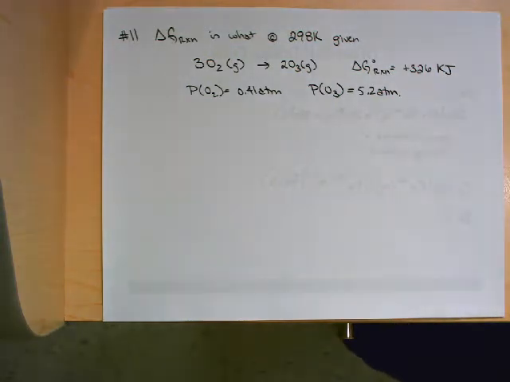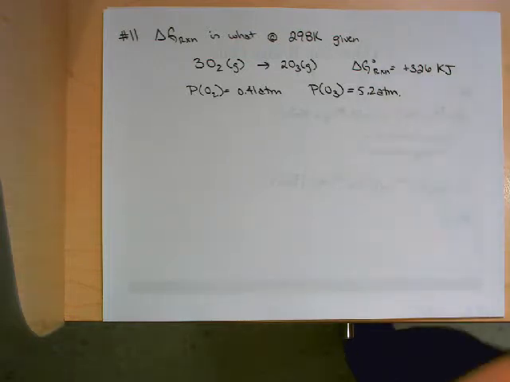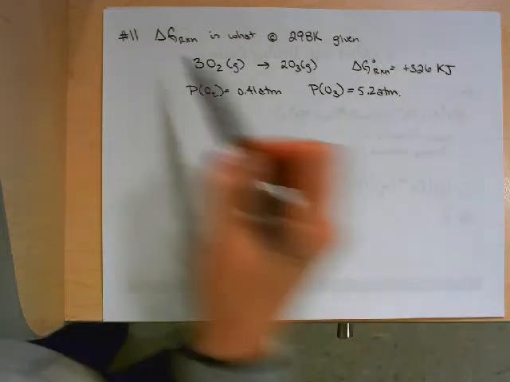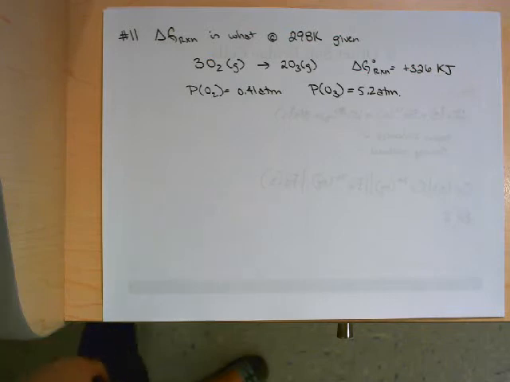Alright, so what am I looking for in this question? The non-standard state G. Alright, I gave you the standard state G. I want the non-standard state. How would you know you're not standard state given these atmospheres? I'm not at 1, so you're not at standard state. So I'm looking for how far away from standard state are you. There's only one equation that relates standard state and non-standard state.